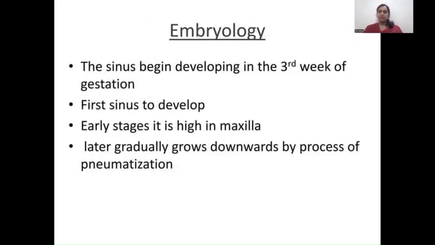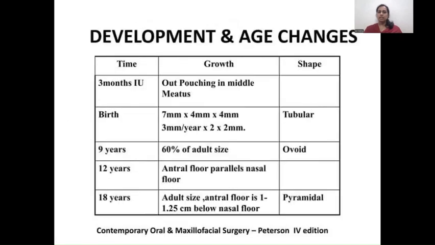Coming to the embryology, the maxillary sinus begins developing in the 3rd week of gestation, and it is the first sinus to develop. In early stages it is high in the maxilla, laterally, and it gradually grows down through the process of pneumatization. Here is a table which shows the development and the age changes according to timing, how the shape changes from 3 months to 18 years. Once the person attains 18 years, it becomes the shape of a pyramid. Otherwise, it goes from tubular to ovoid, and the growth changes to the pyramidal shape.